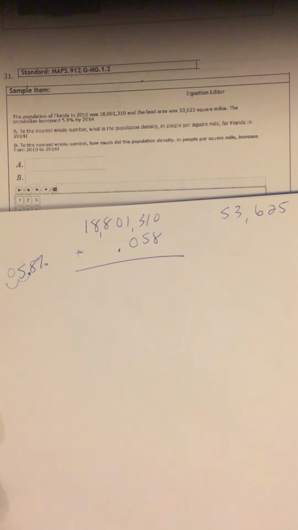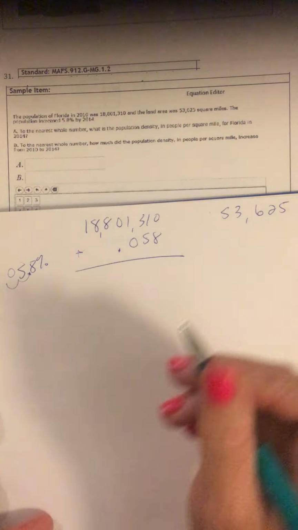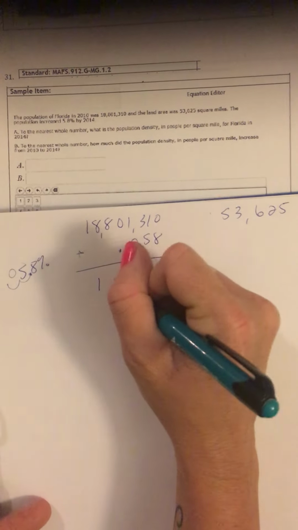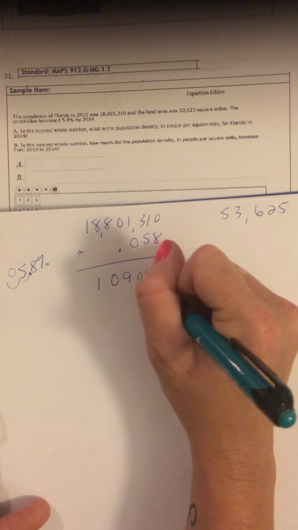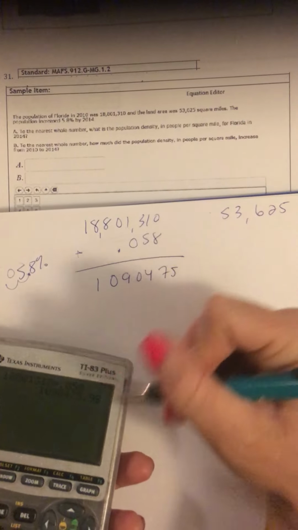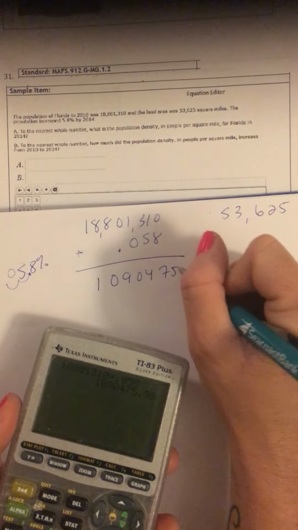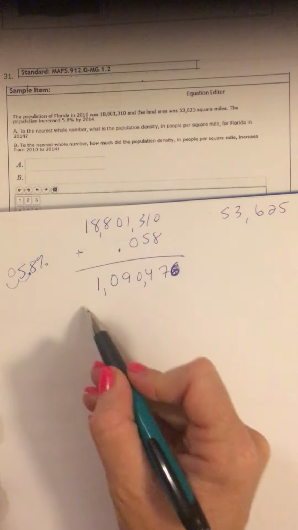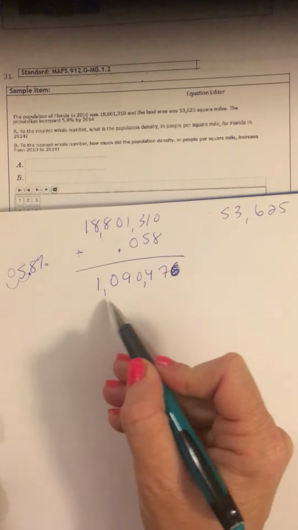So I'm going to do that real quick. 18,801,310 times 0.058, enter. By the way, be careful when you are doing this in your calculator. Make sure that your decimal places are in the right spot. So 5.8% of that is 1,090,475. You can't have 0.98 of a person, so I'm going to round that up. Okay, so that's 1 million and whatever. So now this is the 5.8%.